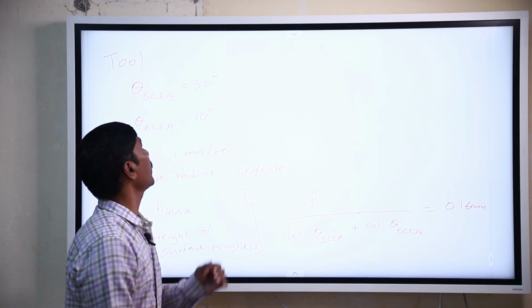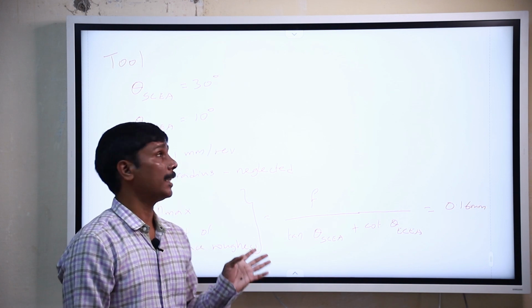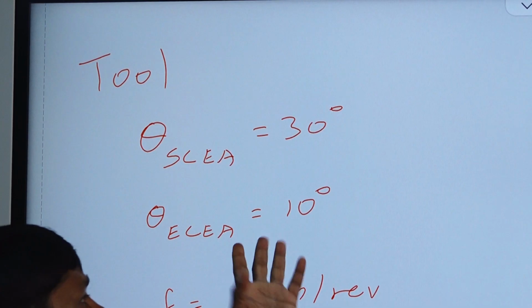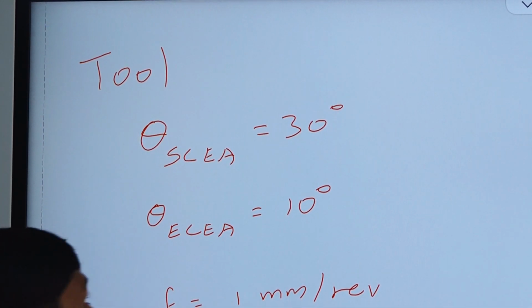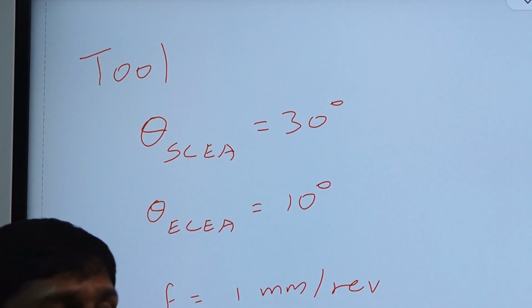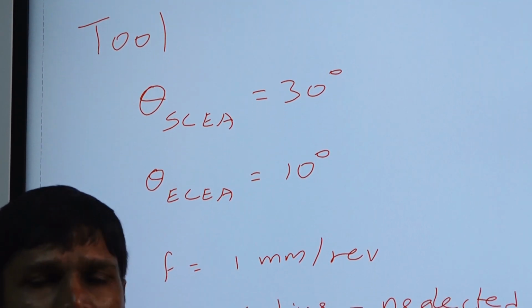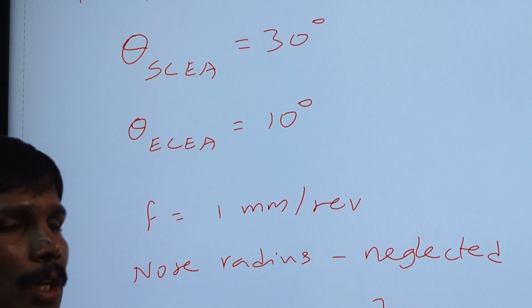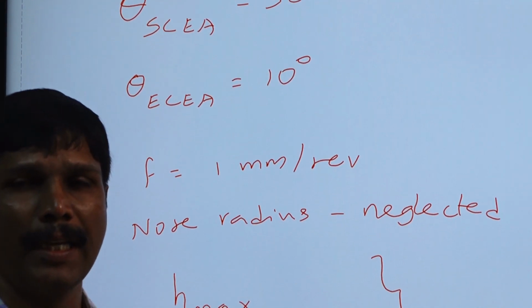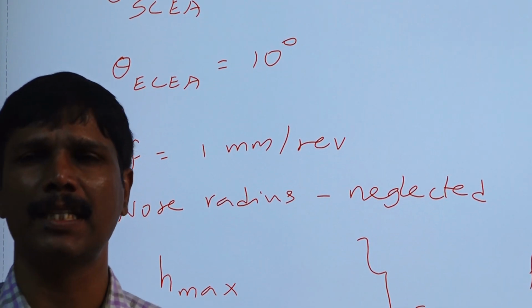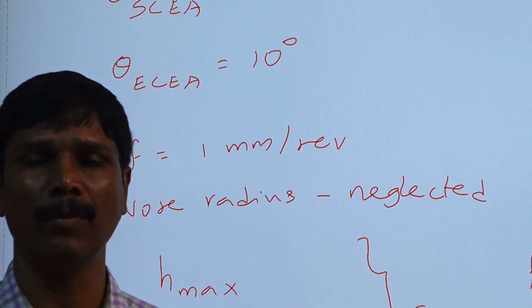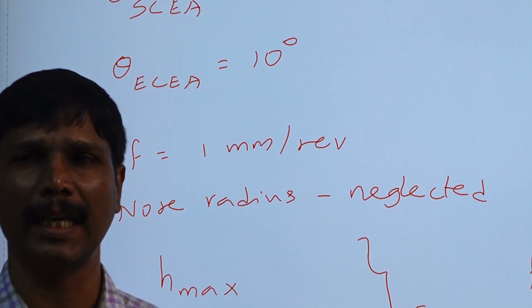We have a sharp cutting edge tool. In this problem, 3 variables are provided: the side cutting edge angle is 30 degree, the end cutting edge angle is 10 degree, and the feed is 1 mm per revolution. They have mentioned that the nose radius is neglected. In some problems, they won't mention that the nose radius is neglected.